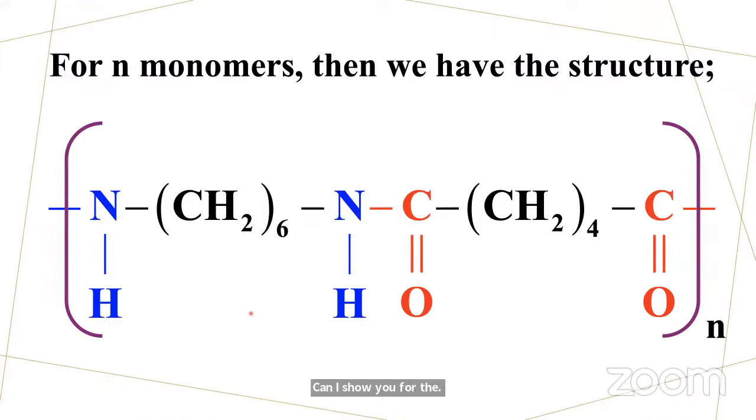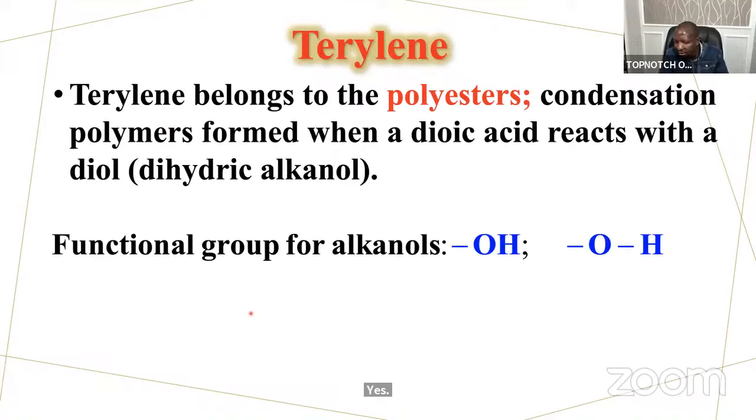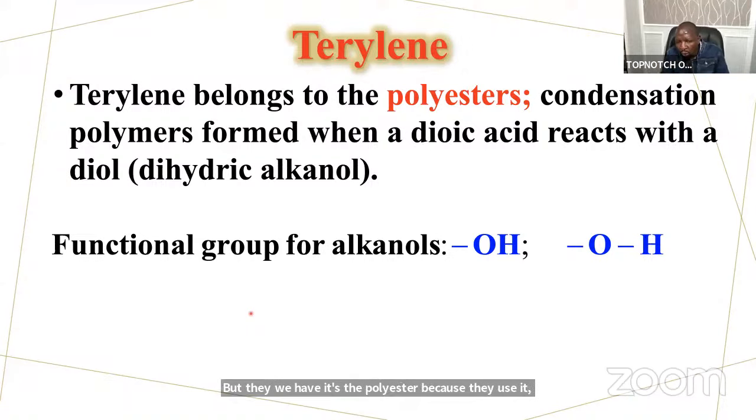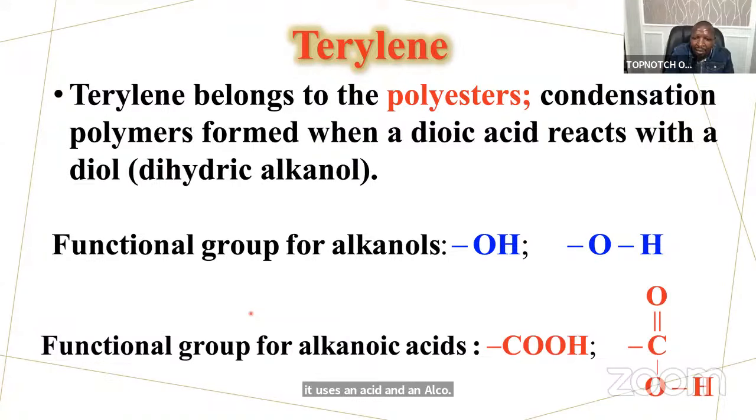Yes. And then we call it a terylene now. Terylene is the simplest. For terylene, we have a polyester because it uses an acid and alcohol. That is now esterification. That we call it a polyester.